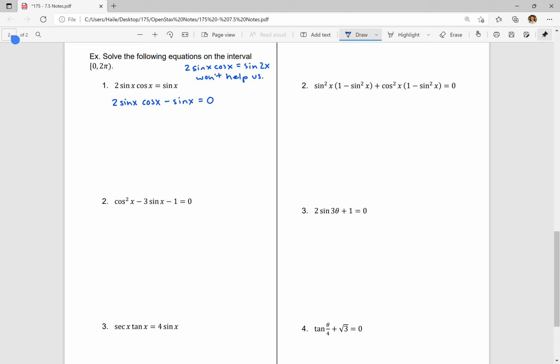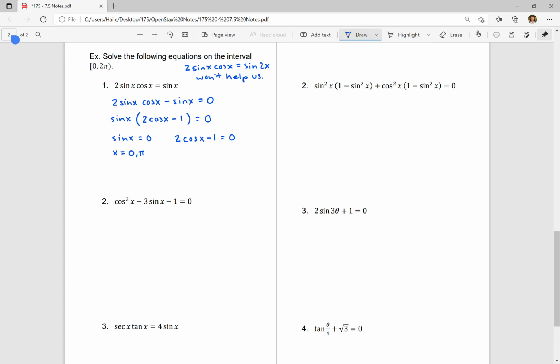So now that I've subtracted over sine of x, I see that I could factor out sine of x. If I factor out sine of x, I'm left with 2 cosine of x minus 1 on the inside of the equation. And so now I have two factors that I can each set equal to 0. So I'll have sine of x is equal to 0, and 2 cosine of x minus 1 is equal to 0. So sine of x is equal to 0 gives me x is equal to 0 and pi.